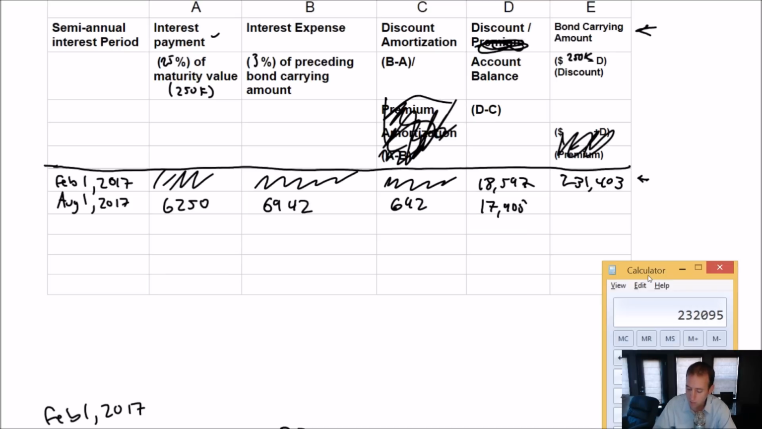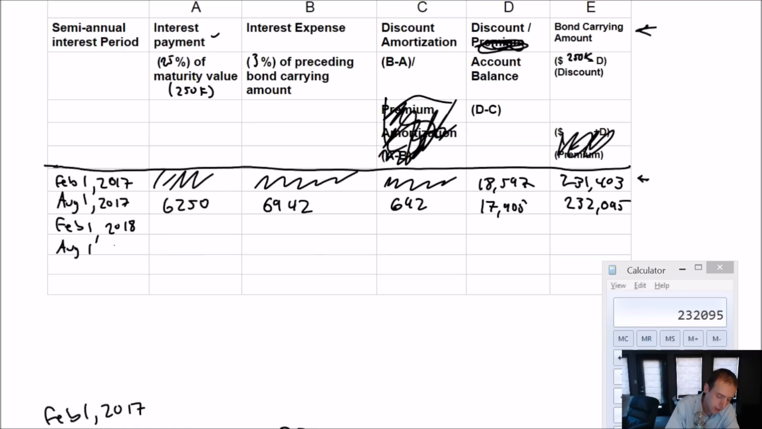And I get 232,095. Okay, that's it for August. The next relevant date is going to be February 1st, 2018, and we'll do August 1st, 2018, just to get practice in.